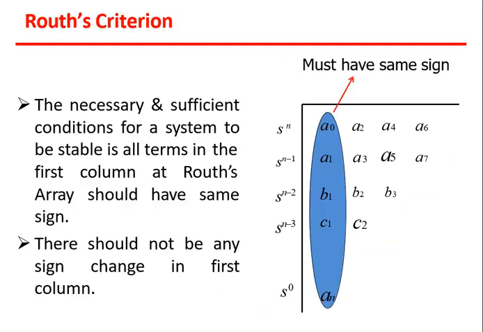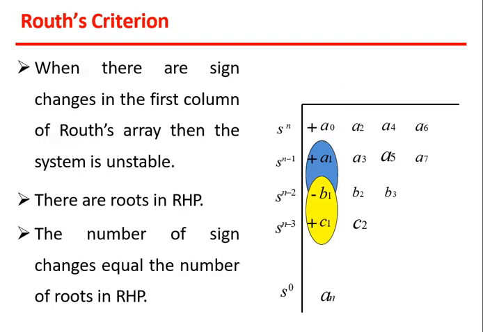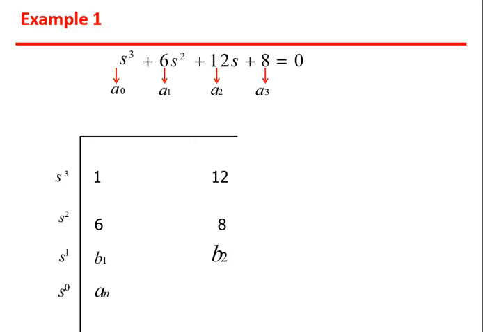Finally we have seen that there must not be any sign change. We are not interested in whether it is positive or negative, but there must not be any sign change. If there is a sign change, then no doubt the system will be unstable, and the number of sign changes will give you the number of roots in RHP, that is, the right-hand side of the S plane. Now let's move towards the example.